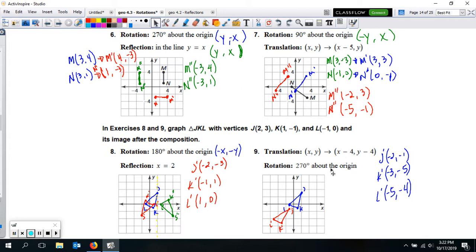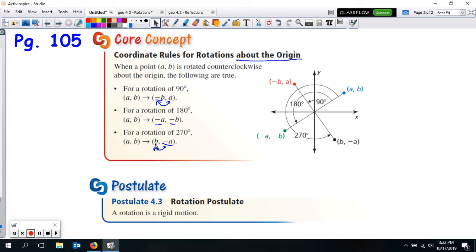And so now we want to do the rotation of 270 about the origin. So now we're going to be working on changing these points here. And the rule for 270 about the origin, if you went back to your core concept, was switching the x and the y, but the x number becomes negative in the second spot.